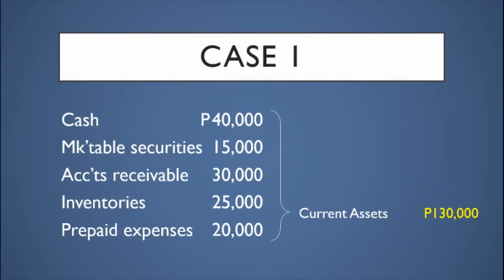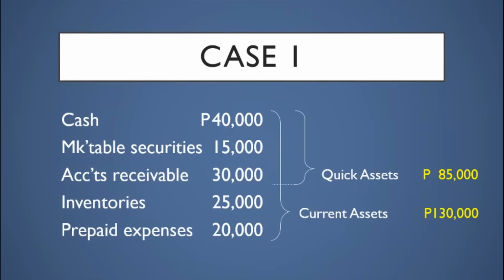Now, one of the ratios would require the calculation of quick assets. What are quick assets? Well, quick assets would include cash, marketable securities, and accounts receivable. Why are inventories and prepaid expenses excluded? Well, when we are going to convert them into cash, they aren't quick enough. That is why they aren't included in the quick assets. So the sum of our quick assets would be 85,000 pesos.